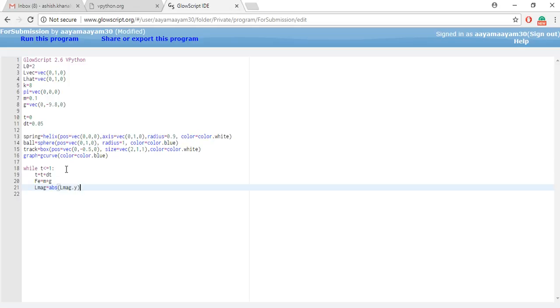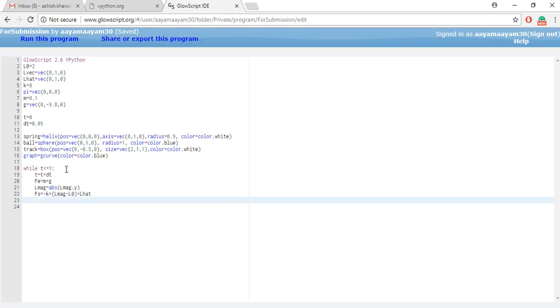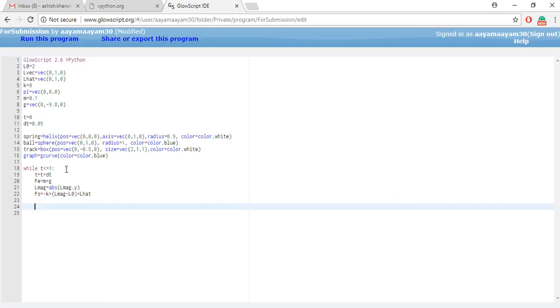This gives the magnitude of the L vector. The force due to the spring is negative k times the stretch, that is L mag minus the initial length L0, times L hat. Now the net force F net equals F spring plus F gravity.